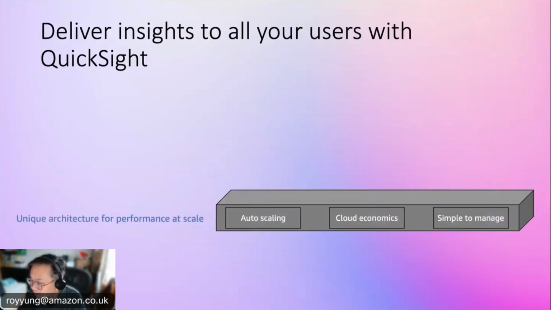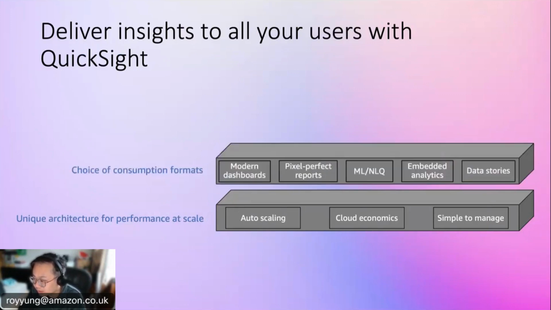Okay, in QuickSight, we deliver insight to all your users. So we split into 3 key areas to support your users. The first part: we have a unique architecture for performance and auto scaling on the back end. With this auto scaling, it is serverless. You don't need to manage your infrastructure, and it can easily deal with an increasing number of users.